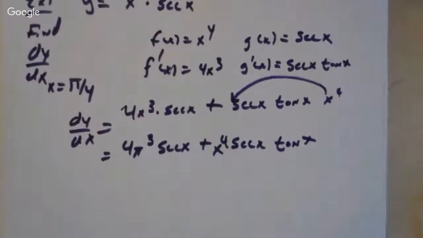Okay, stop and check out. Okay, so there's my derivative. I've got to find it at pi over 4. This is more than likely a no calculator problem. I don't know the secant of pi over 4 off the top of my head. I don't know the tangent of pi over 4 off the top of my head.